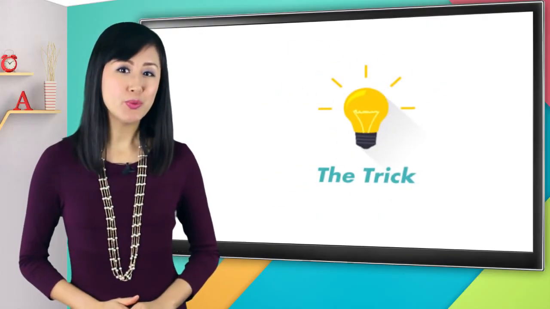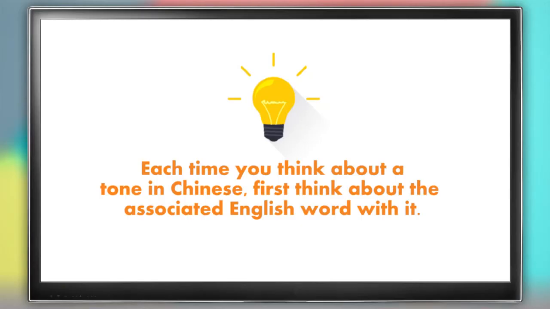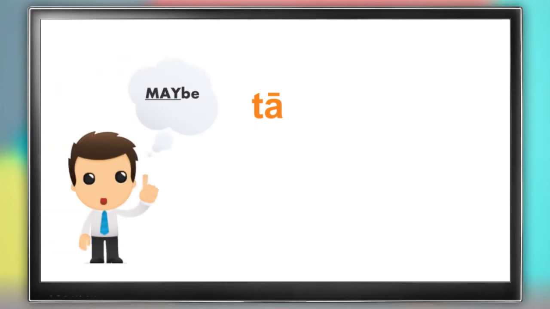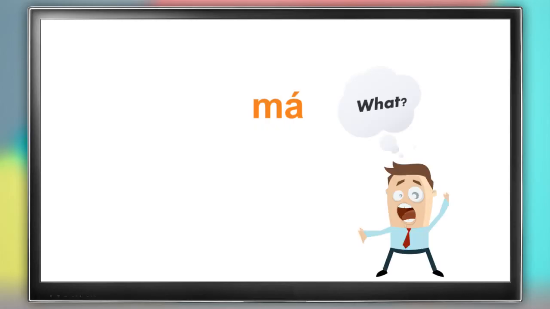So the trick to learning to pronounce tones correctly is to really drill this in your mind. Each time you think about a tone in Chinese, first think about the associated English word with it, and then you'll get the tones out correctly. So if you see the syllable TA with the first tone mark, then before you pronounce it, first think maybe, may. Then with the same tone of voice, say ta, may, ta. Or if you see the syllable MA with the second tone mark, then before you pronounce it, first think what? Then with the same tone of voice, say ma.